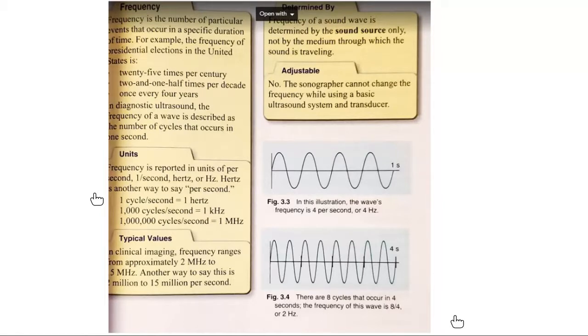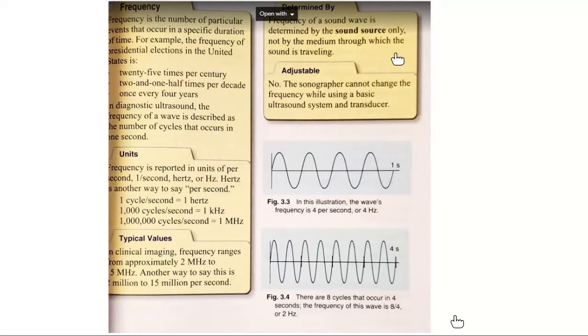Okay, in medical imaging, frequency usually is between 2 megahertz and 5 megahertz. No, I think that's 15, actually. I think I cut that off. But that's 15 megahertz, okay? I think that's not used as much, but anyway. Let's see what we have on the other side here.